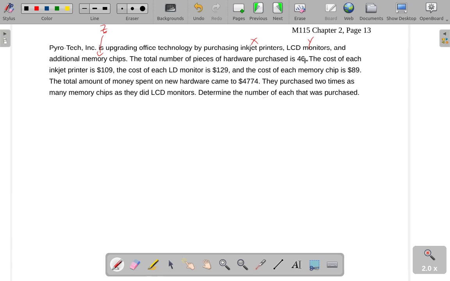First off, the total number of hardware pieces purchased is 46, so I can get X plus Y plus Z equals 46.